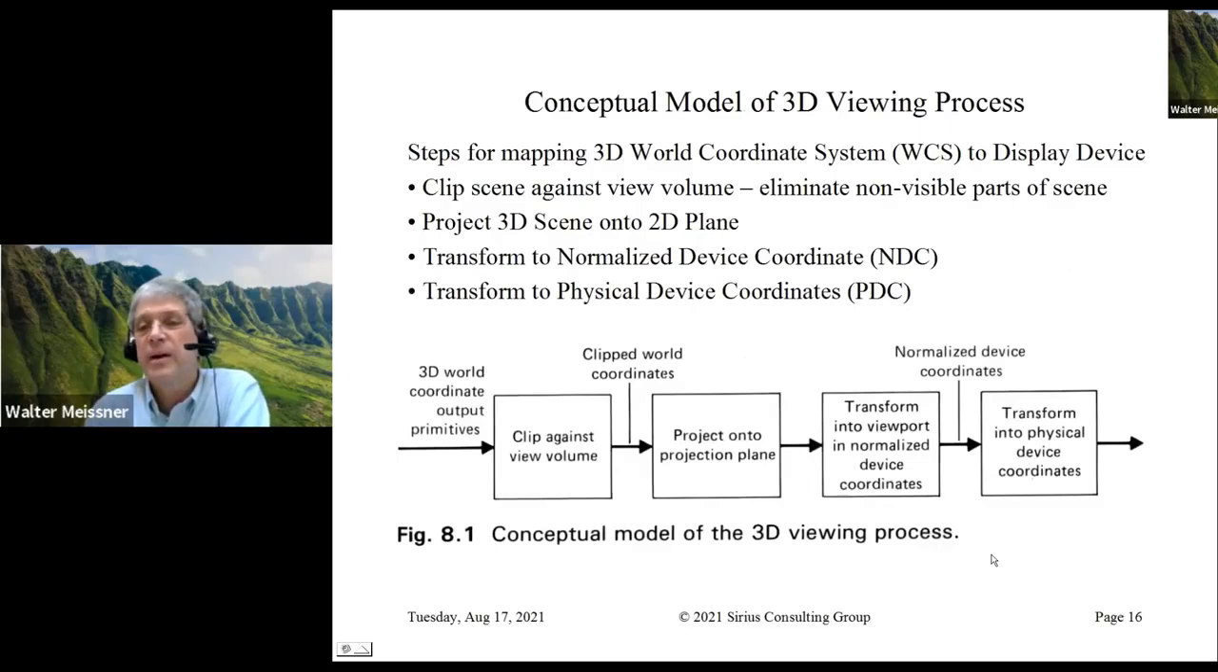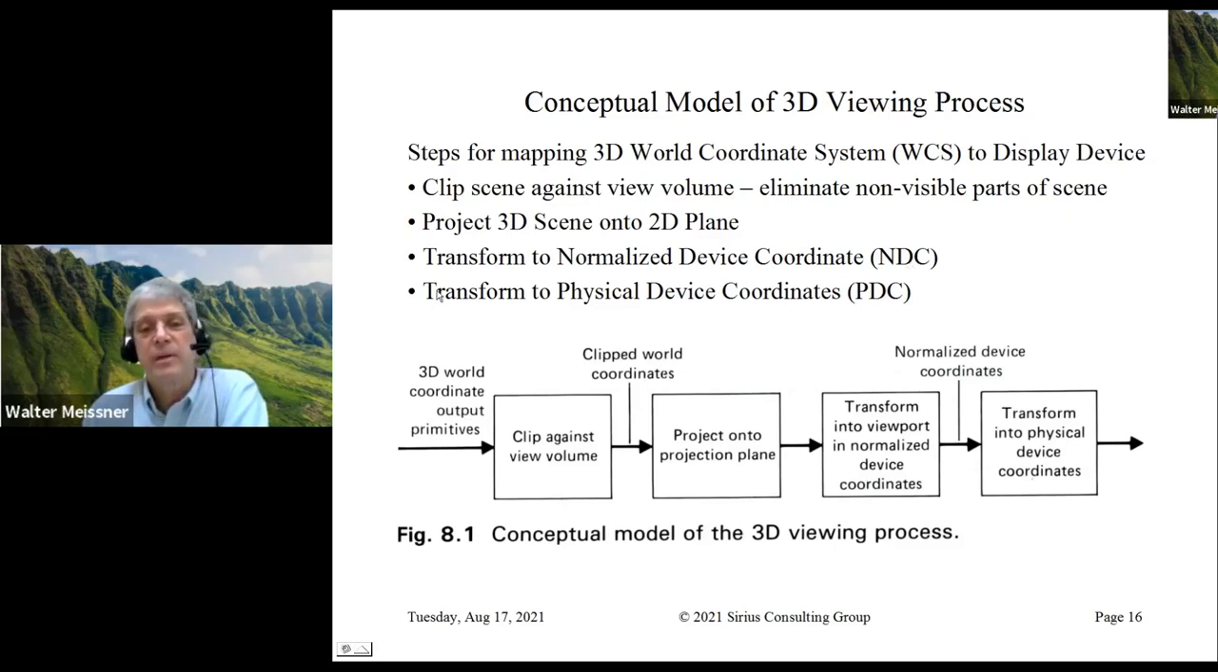Okay, so moving on from there. This is a conceptual model of the 3D viewing process. Once we have the 3D world, we want to be able to project it onto a screen. The first thing to do is clip the scene against the view volume, which eliminates non-visible parts of the scene. The second is to project the 3D scene onto a 2D plane. And then the next is to transform it to normalized device coordinates, which will generally be from 0 to 1.